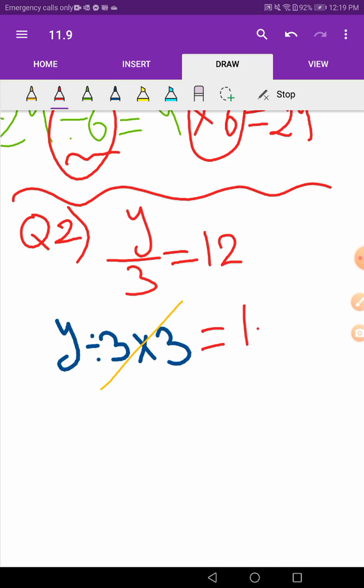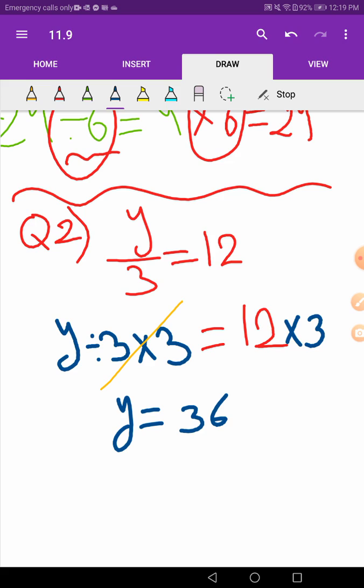And on the second side we have a 12. So as we did to the first side, we need to multiply it by 3. So we have y equals, what's 12 times 3? It's 36. As simple as this.